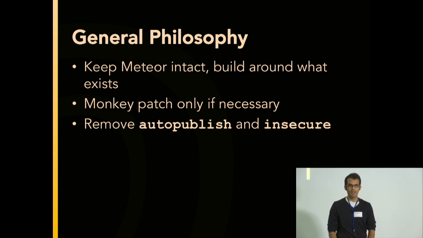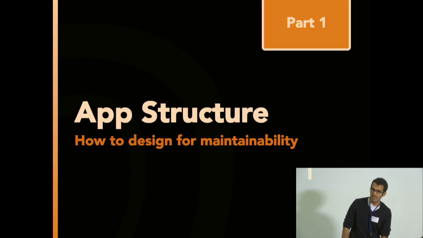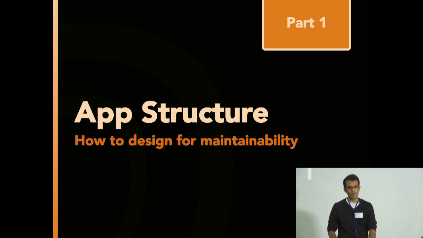auto-publish and insecure. These will obviously not work in production. Auto-publish will automatically publish every single document in your database to the client, and unless you control that, which you should in a production app, that can get bad really fast if you have thousands of documents. And insecure lets anyone do any database writes, which is obviously a security risk, and that was addressed in Meteor a while back.